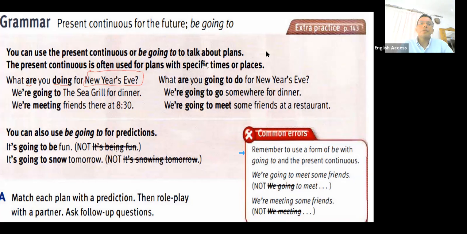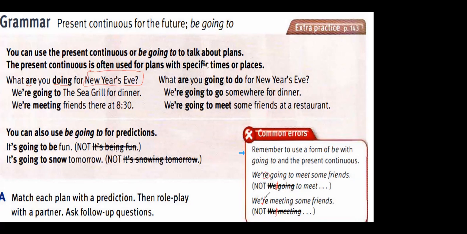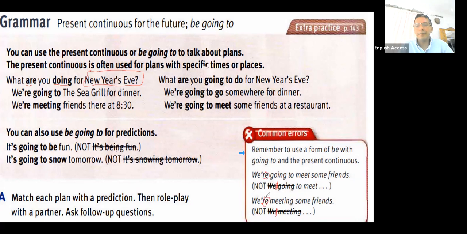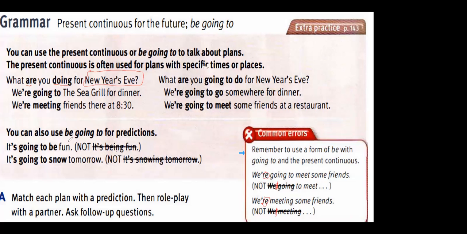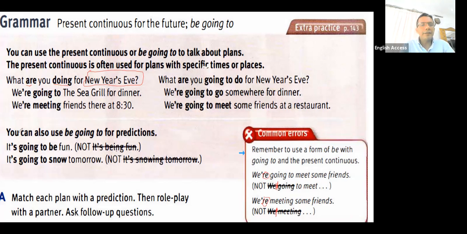Yes. So what it means here is you need the verb be in both. If you're going to use going, you need the verb be. If you don't use the verb be, it's wrong. That's what it means. Like here, you use the contraction we're, or we are.